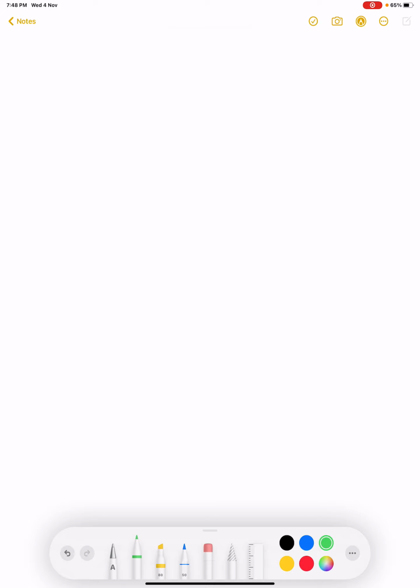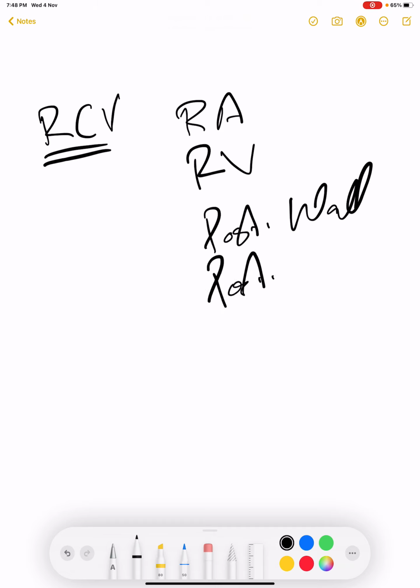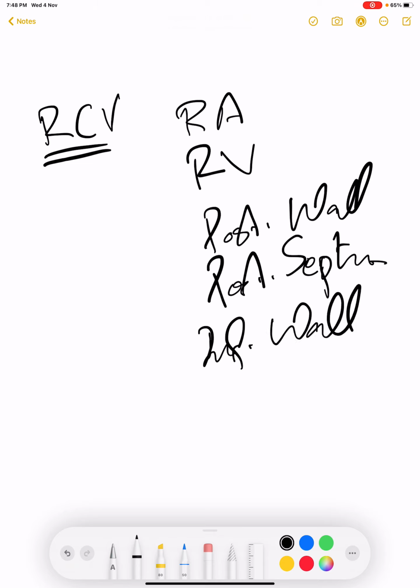In the previous one, we established a few things: that the right coronary artery supplies the right atrium, right ventricle, posterior wall, posterior septum, and inferior wall. These were the structures supplied by the right coronary artery.